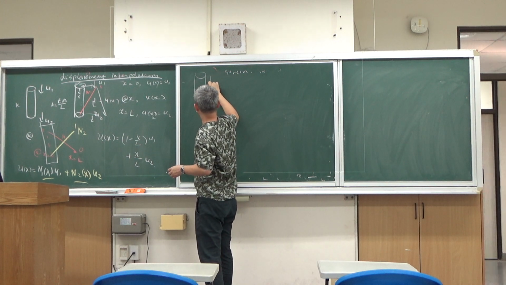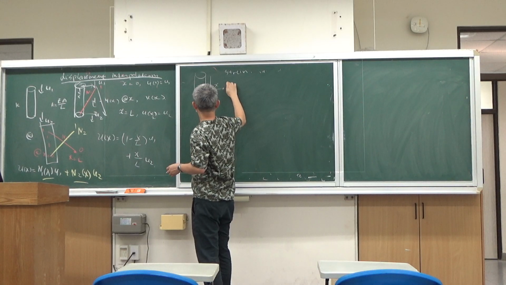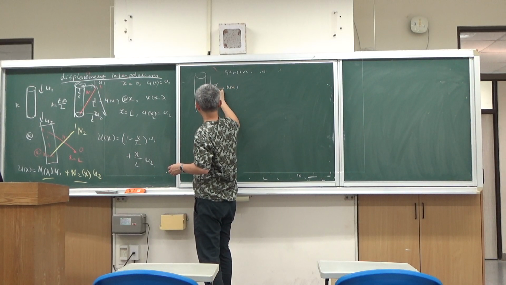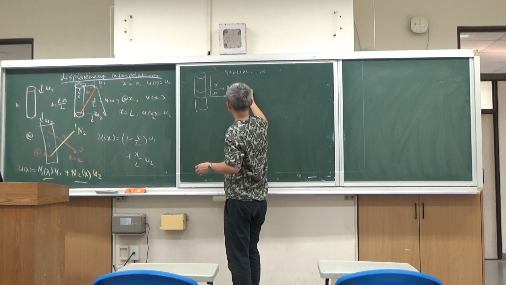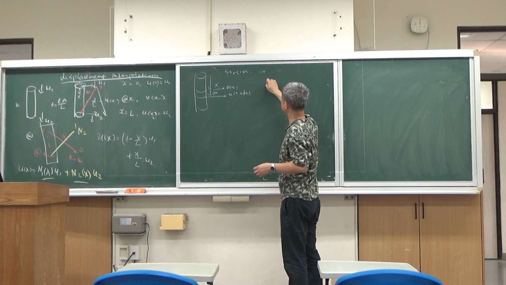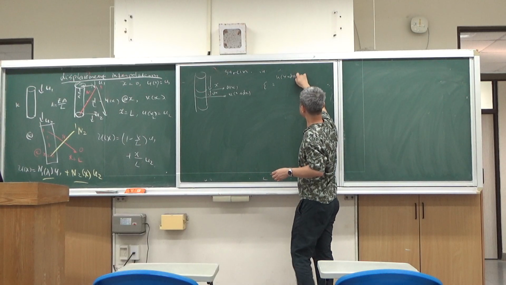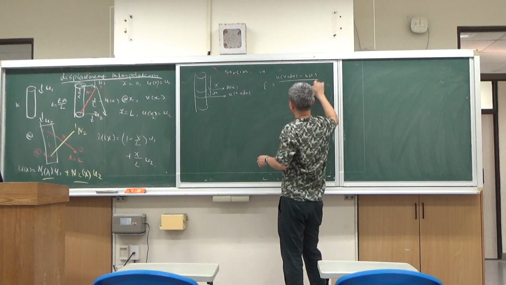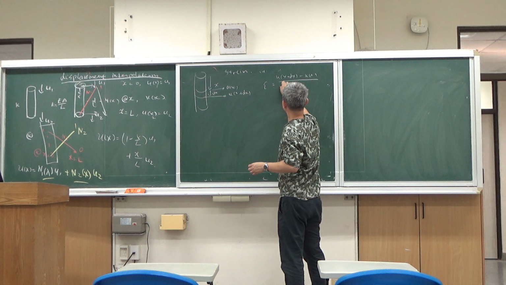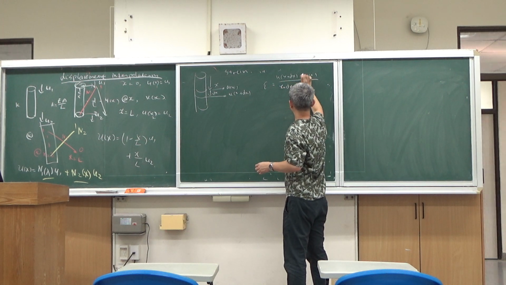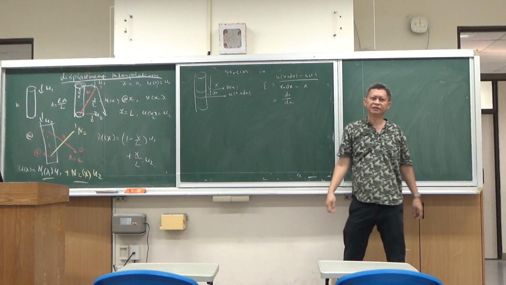If this is location x, it has the displacement ux, and this is x plus dx, it has displacement ux plus dx. So you can find the strain is equal to ux plus dx minus ux divided by x plus dx minus x. So then you have du/dx. So this is what we define.